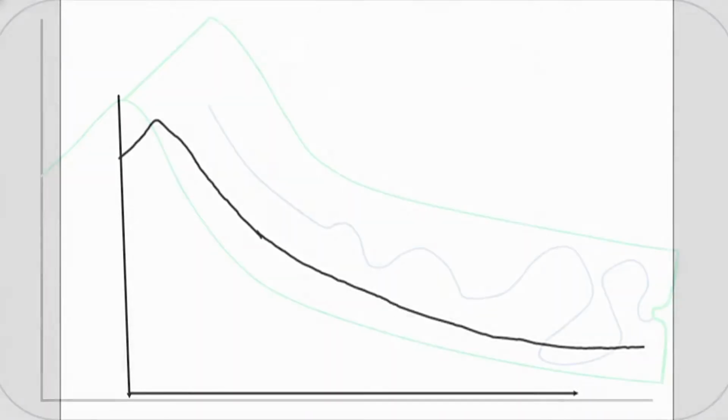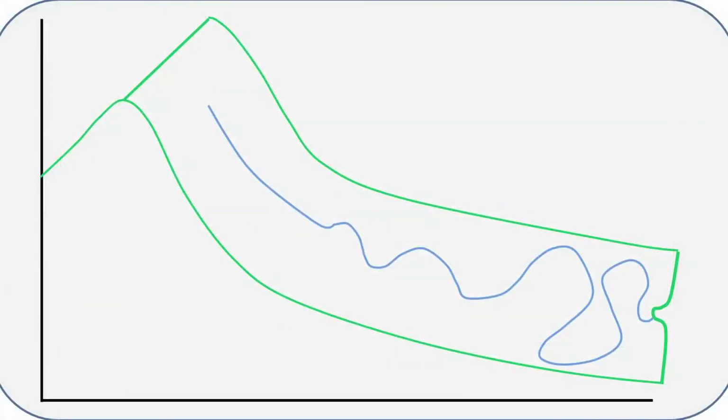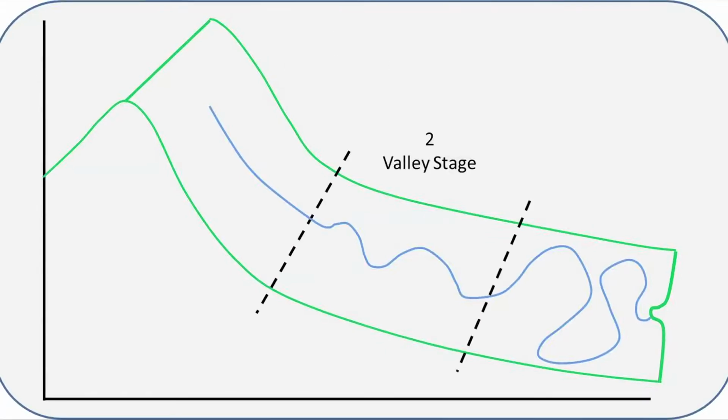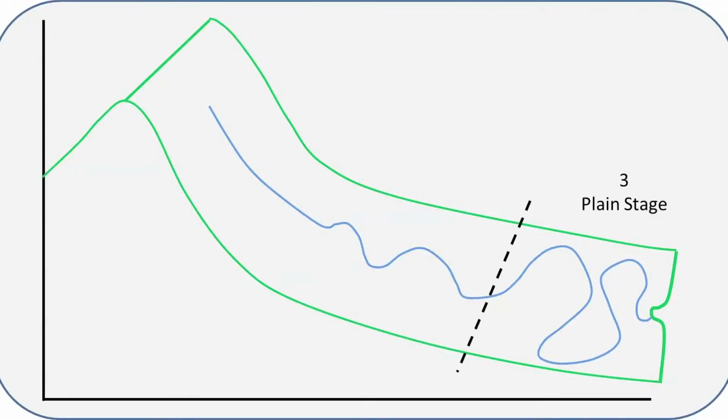The profile starts off very, very steep. As we come down the valley, it becomes gentler and gentler. And then we go out onto the plain. This can now be used to naturally divide the river into 3 zones: torrent stage, valley stage, plain stage. In each of the 3 stages, 3 totally different things are happening.